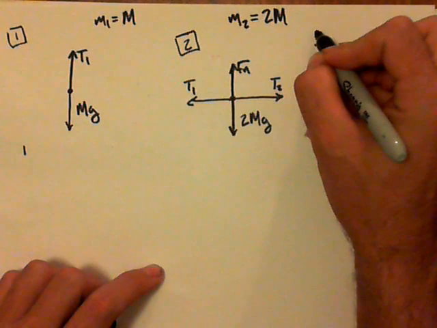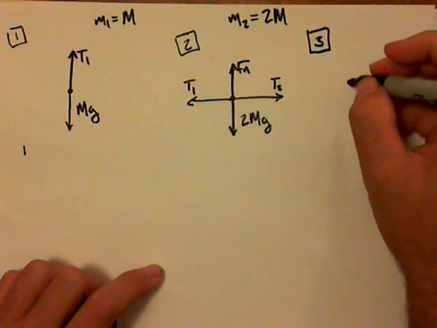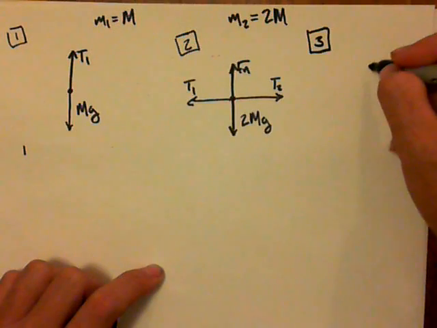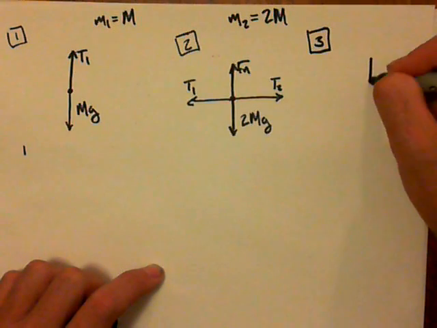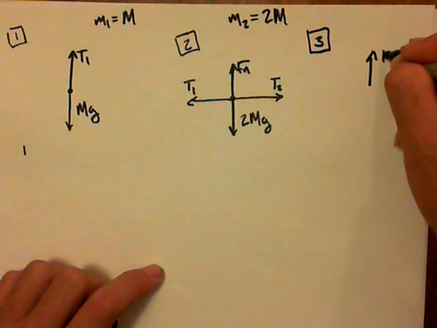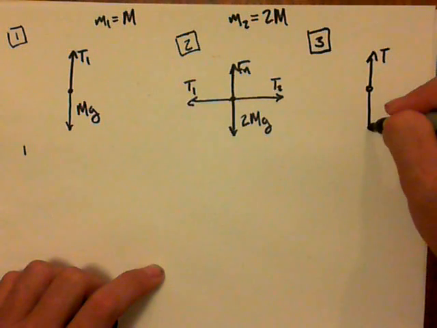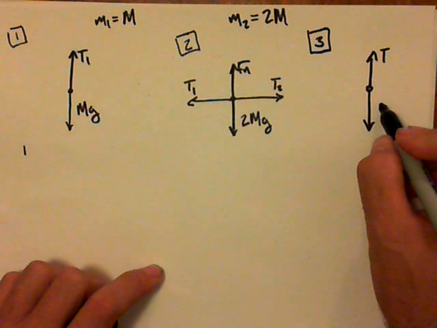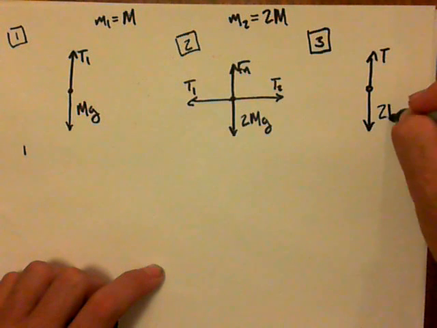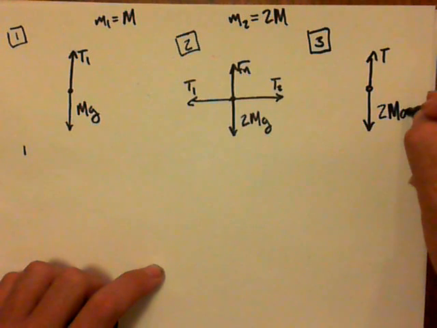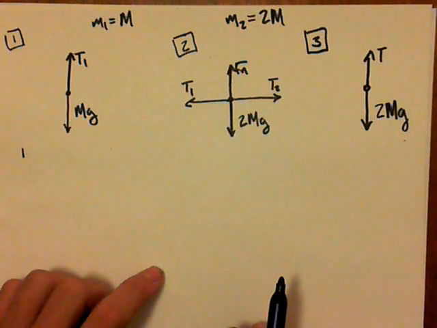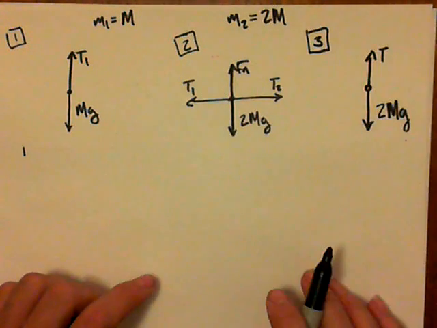So then you have block 3. Block 3 is a lot like block 1. It's just going to have T1 on the top, and it also has a mass of 2m, so it's going to have 2mg pulling down on the bottom.